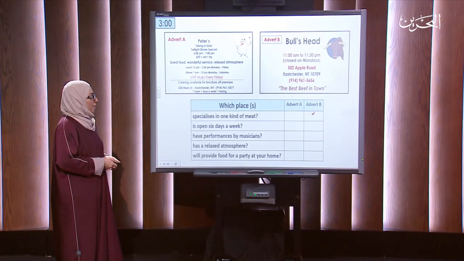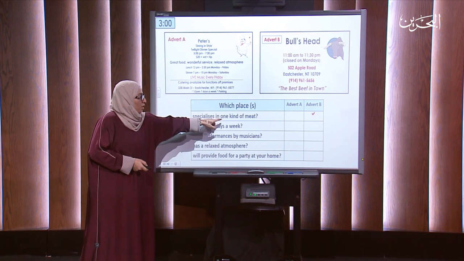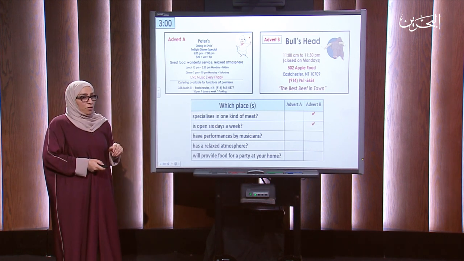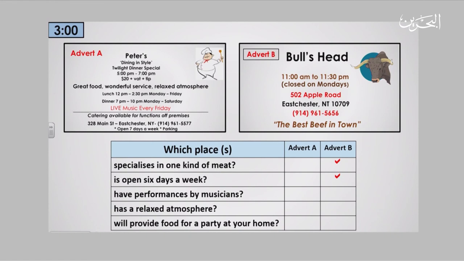Now, my dear students, let's check your answers. Yes, advert B specializes in one kind of meat. And also, the restaurant is open 6 days a week. As you can see, restaurant A has performances by musicians. And also, the restaurant has a relaxed atmosphere. And the last point, will provide food for a party at your home. So these are about the two adverts, Peter's and the Bull's Head.